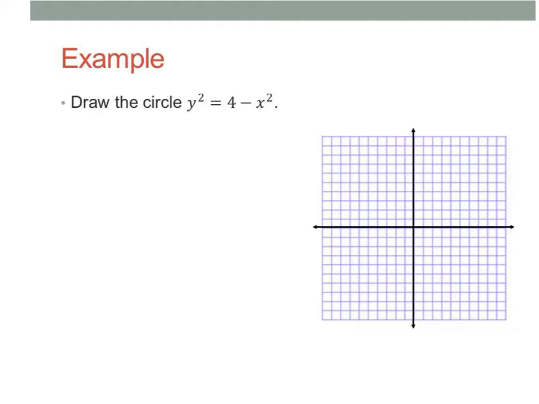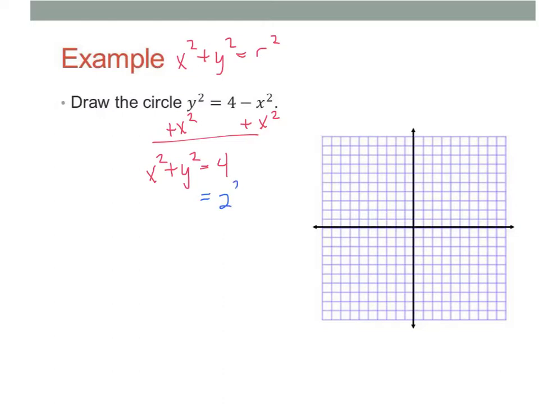So the first thing we want to do with our circle is graph it. And if we can put it into standard form, then we should be able to graph it. Standard form being x squared plus y squared equals r squared, it appears that our x squared is on the wrong side. So if I move the x squared to the other side, we get x squared plus y squared equals 4. 4 we could rewrite as 2 squared.